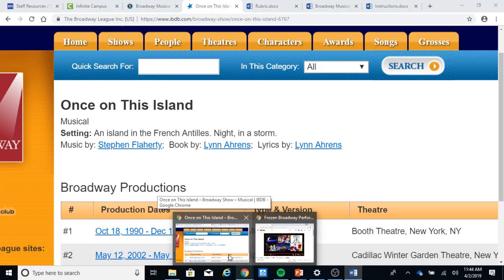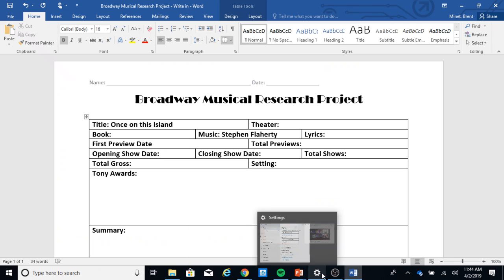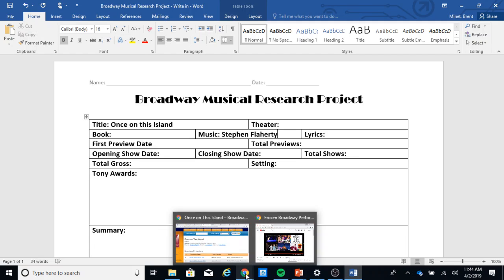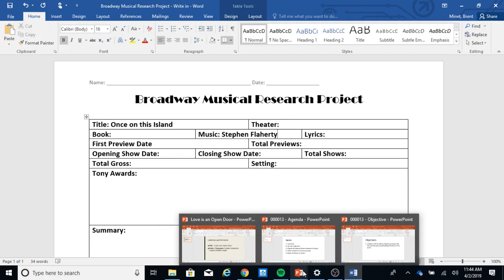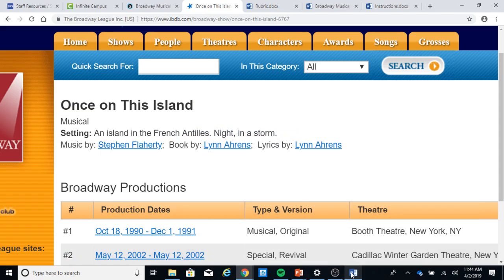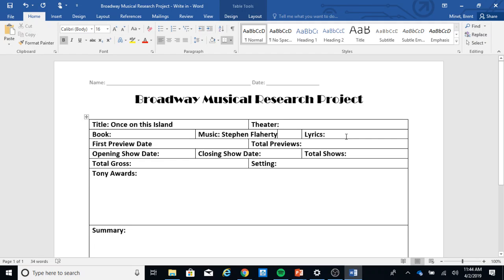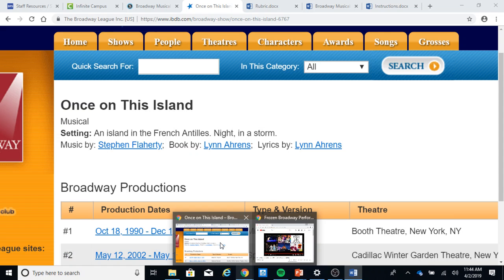What else can we gather, guys? Look. Ahrens, yes. Good. So the lyrics, guys, those of you who are not paying attention, you really want to pay attention. I can't emphasize it enough. So the lyrics are by Lynn Ahrens. What else can we get out of there? There's one more thing.